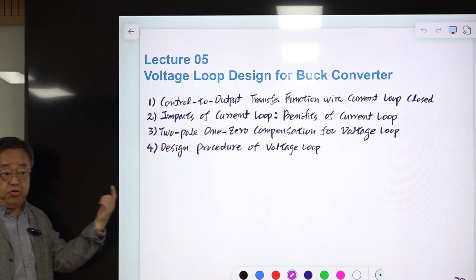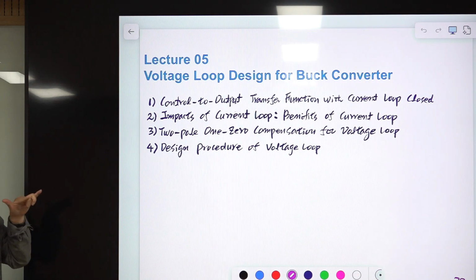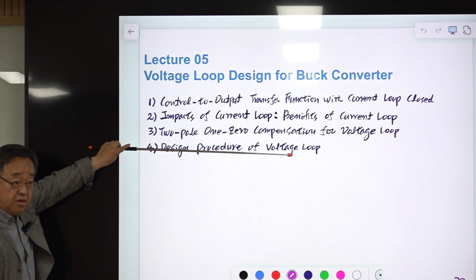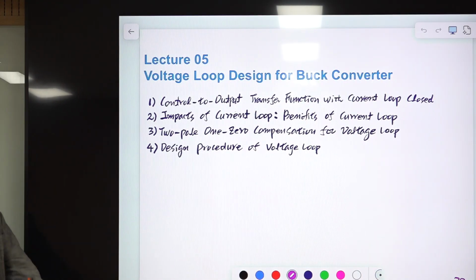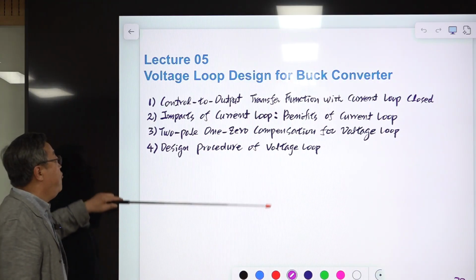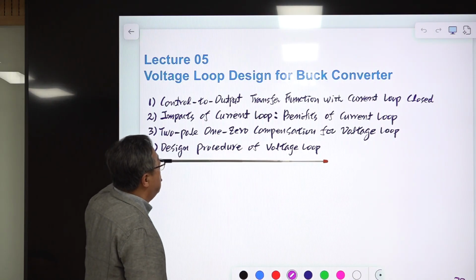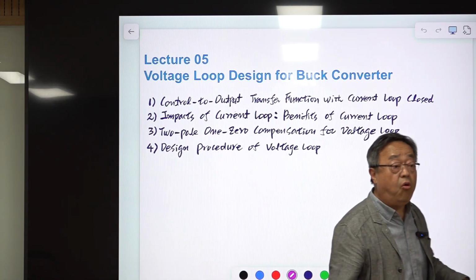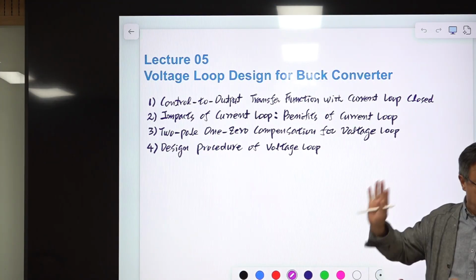I already introduced it as the two-pole one-zero circuit. I'll explain why this structure is the optimal structure for this case. This structure can be used for all the PWM converters when current mode control is employed. And finally, the design procedure of the voltage loop will be presented.